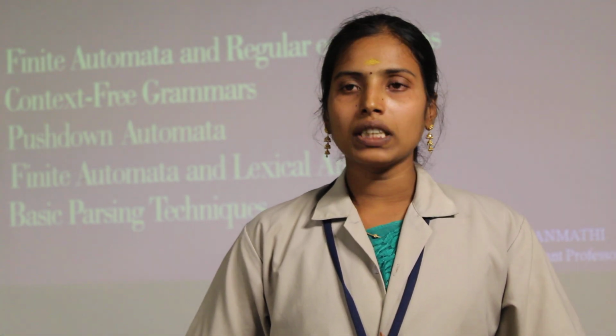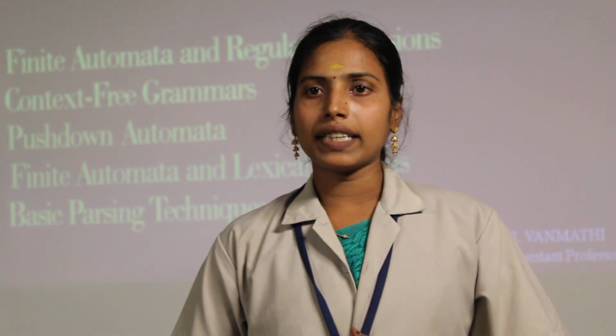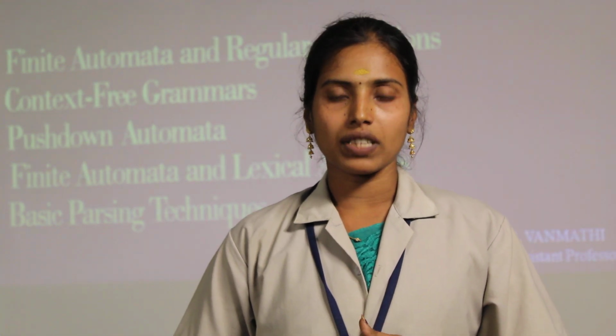Now coming to the representation of finite automata. Generally there are three representations of finite automata: graphical, like a transition diagram; tabular, that is the transition table; and finally mathematical, like a transition function.